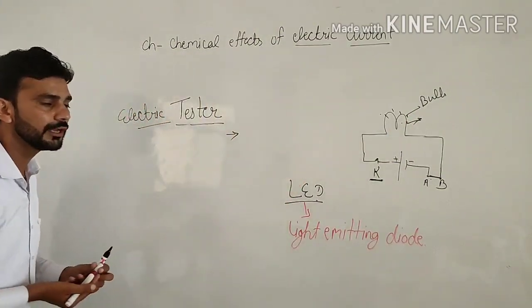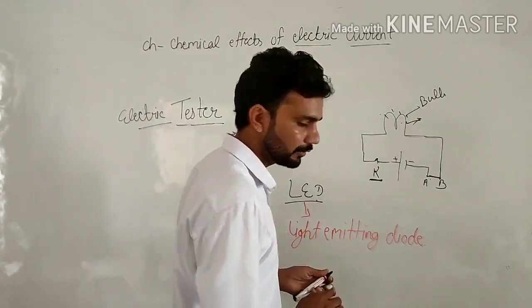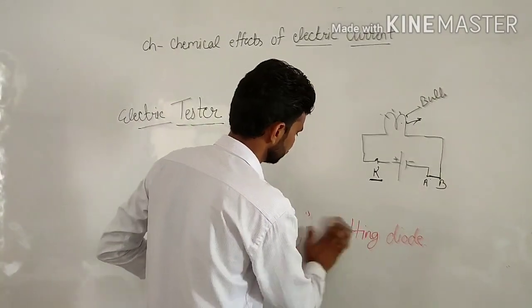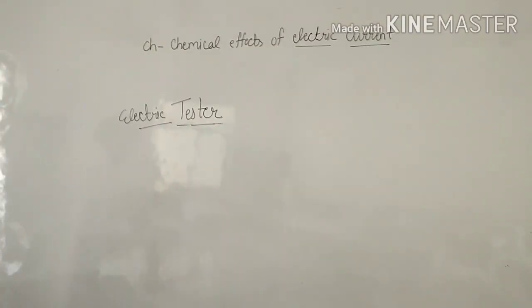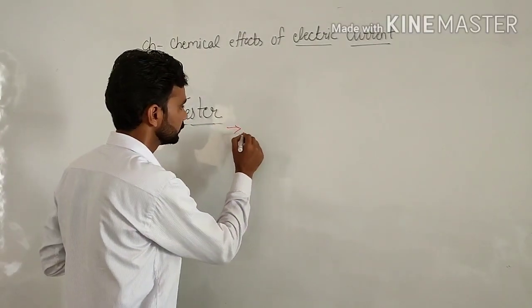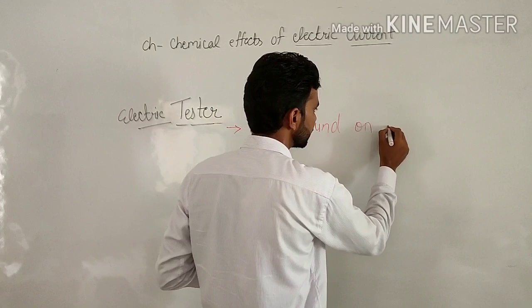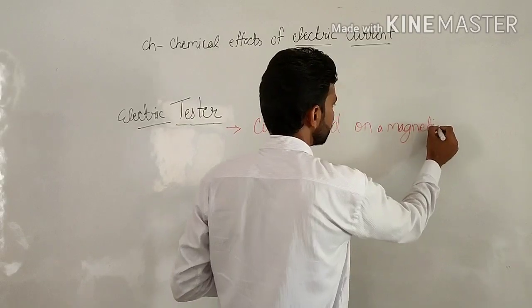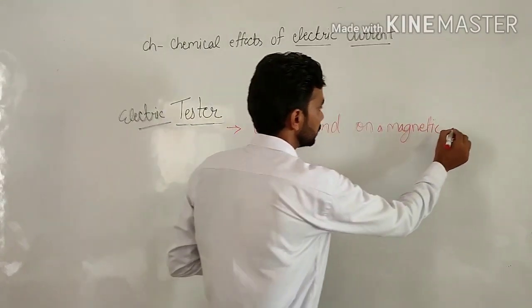Instead of these two, we have one more device which is used to check whether current is flowing through the wire or not. That is called a coil wound on a magnetic compass.